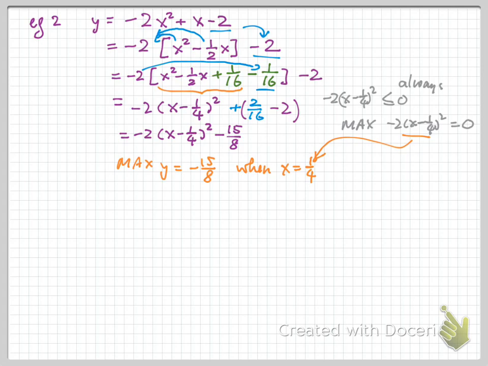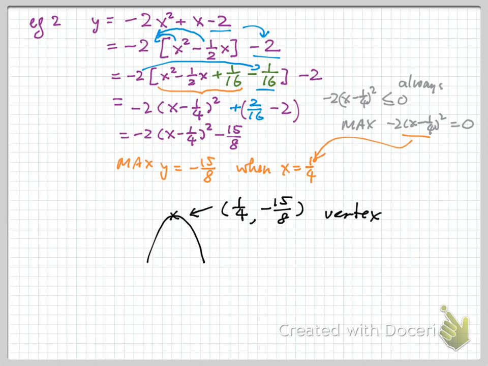And for that vertex, now there is a maximum value, so the parabola should be something like that, so that it exhibits a maximum value. And the position of the vertex is when x is 1 over 4, and the y position will be minus 15 over 8. That is the vertex.